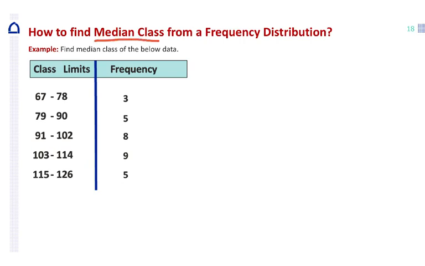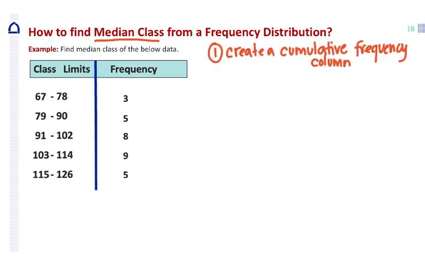Okay, so lastly, I will show you how to find the median class from a frequency distribution. Remember, median is the middle number when you line all the answers up from smallest to biggest. So now we have to take the frequency into consideration. So here's what we do. First step is we are going to create another column called cumulative frequency.